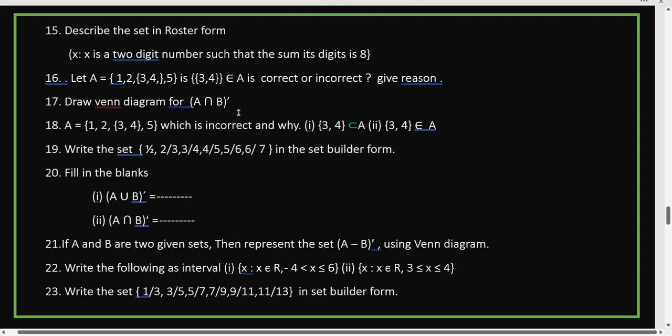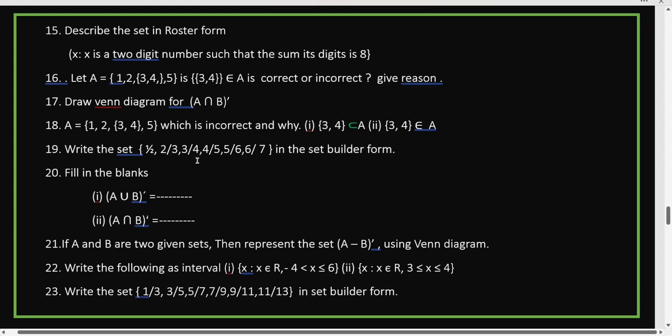Draw the Venn diagram. We have to draw (A intersection B) whole complement. Now this is also {3, 4} is an element. This {3, 4} is a set and it's an element of set A. Whether {3, 4} as a set is a subset of A, and {3, 4} as a set belongs to A. You have to write whether correct or incorrect.